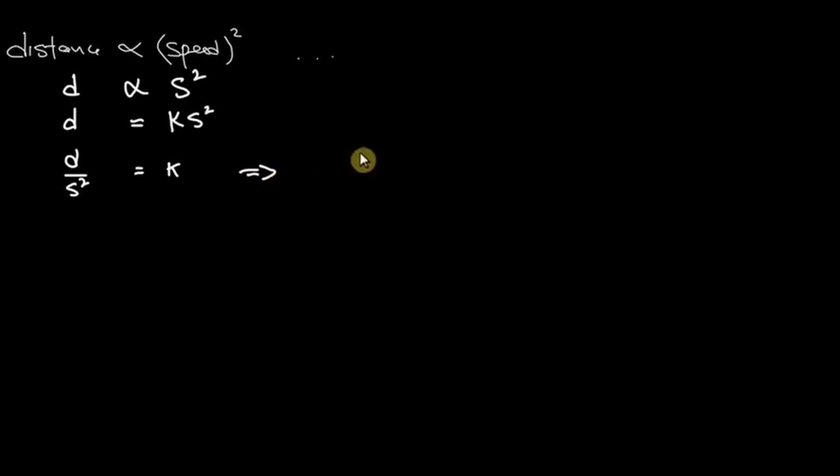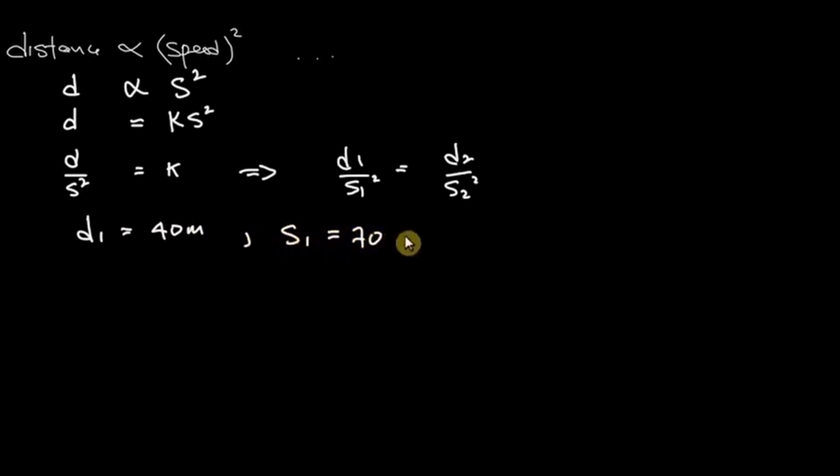This, of course, implies that d1 over s1 squared is equal to d2 over s2 all squared, where d1 and d2 refer to different distances and different speeds. So in this case, we're given that d1 is equal to 40 meters when the speed s1 is equal to 70 kilometers per hour. Therefore, if we're told that the car is traveling at a speed of 80 kilometers per hour, what distance would be required for that car to brake?